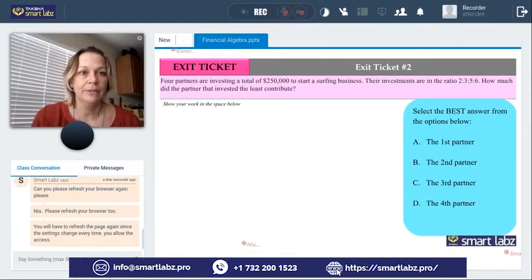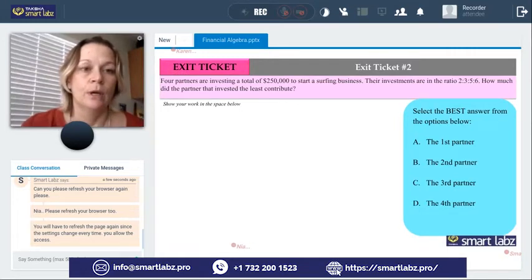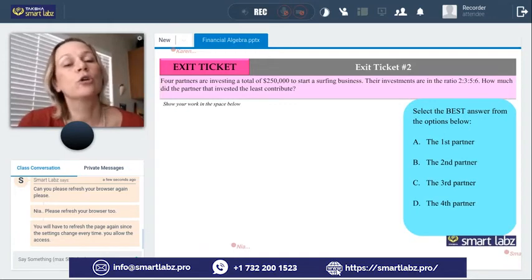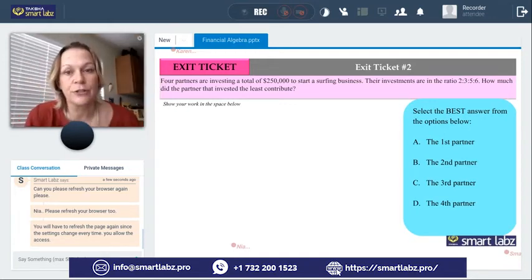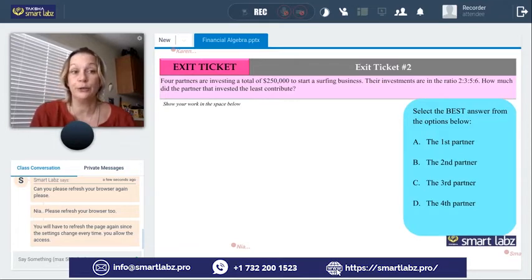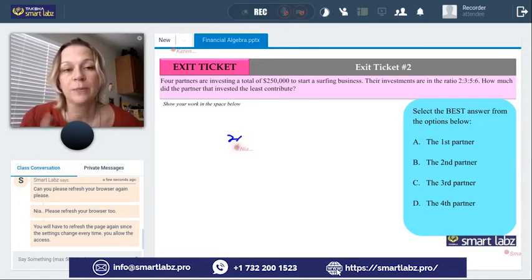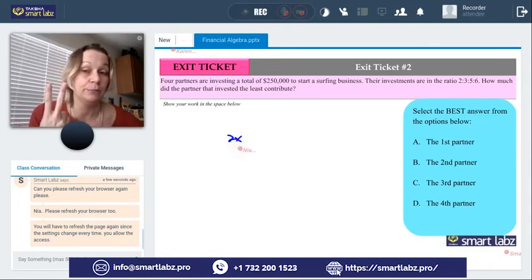Okay. Let me read this one to you. 4 partners are investing a total of $250,000 to start a surfing business. Their investments are in the ratio 2, 3, 5, 6. Which partner, the partner that invested the least, contributed how much? So which partner was it and how much did they contribute?